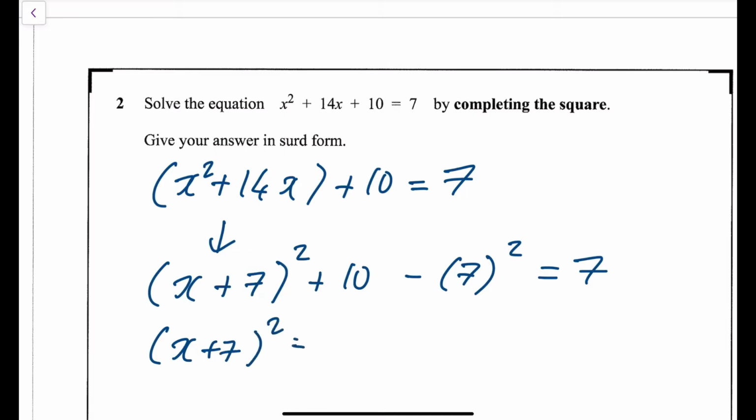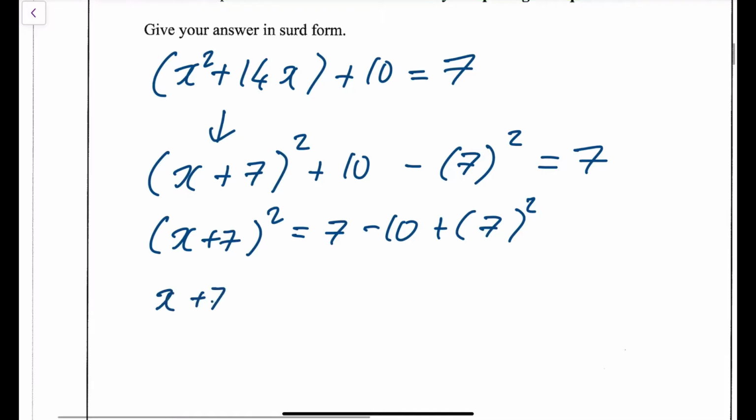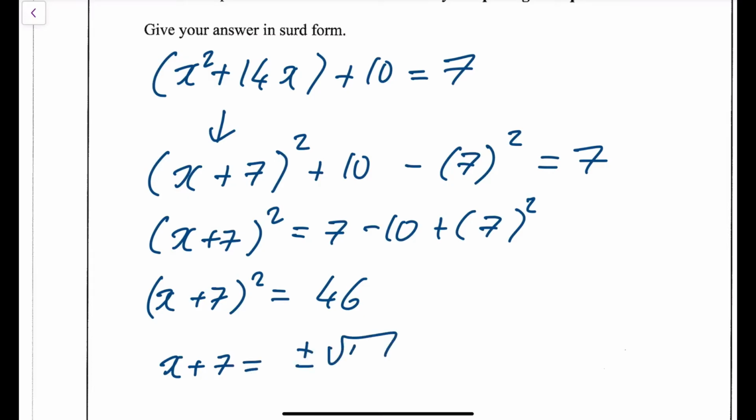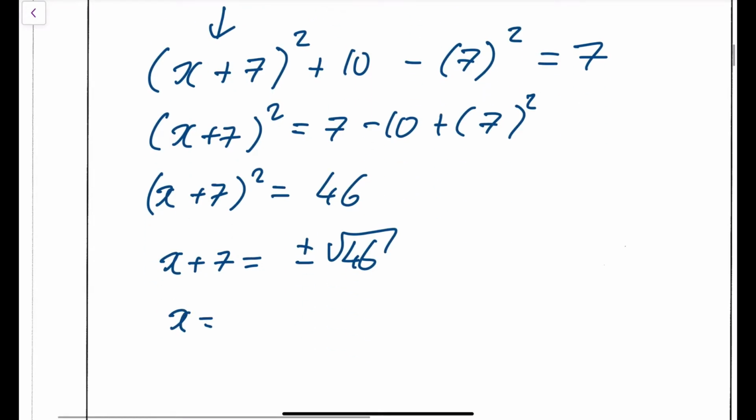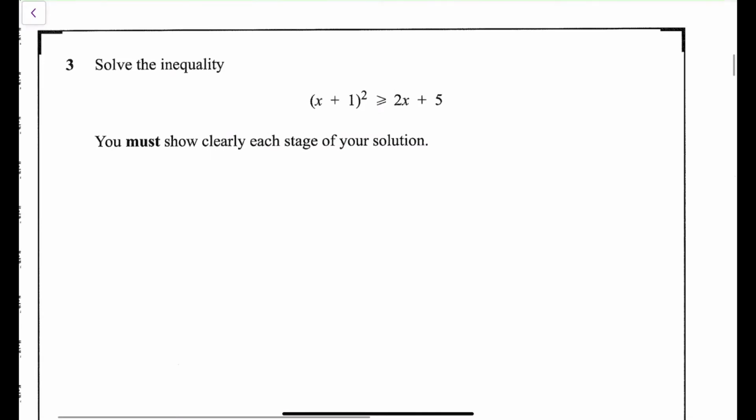Then we'll tidy that up. You've got 7 squared when it goes across, which means x plus 7 all squared equals 46, if I've done that correctly. Let me check that: 49 minus 10 plus 7, yes, 46. That means x plus 7 is equal to plus or minus the square root of 46. And then your last line, x is equal to minus 7 plus or minus the square root of 46. That's as good as you can go, and that's the answer in surd form. Lovely. Question 3. Solve the inequality.